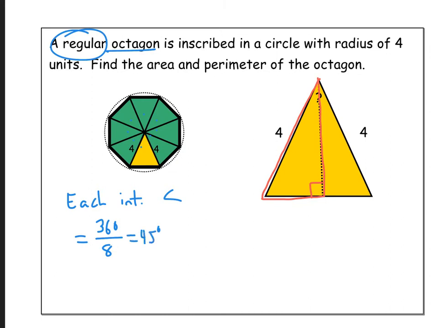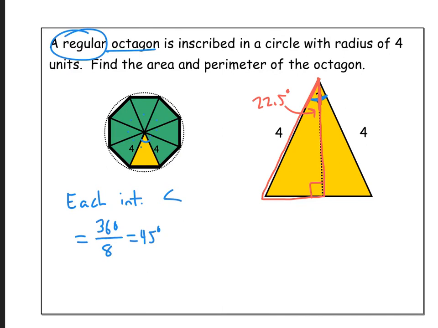That means each of these angles, in this picture that entire angle, is 45 degrees. In our right triangle though, there were 2, right? So this is only half of that. So I know that this little angle here is half of 45, or 22.5 degrees. Okay, so we're going to use that.